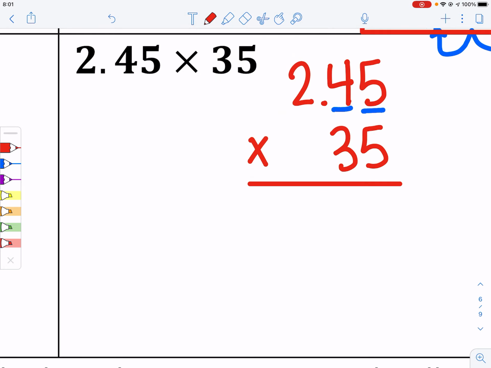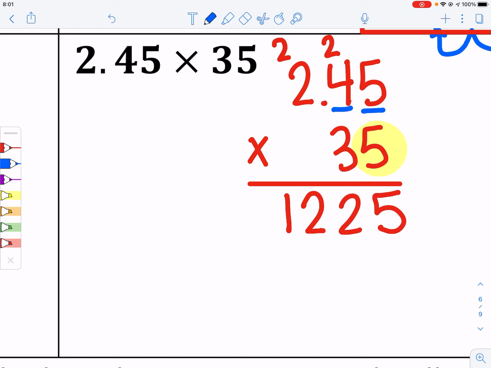All right, so when you do this one, you always start by multiplying this first number furthest to the right. Notice I did not line up decimals. So 5 times 5 is 25. There's the 5, carry the 2. 4 times 5 is 20. 20 plus 2 is 22. 2 times 5 is 10. 10 plus 2 is 12.